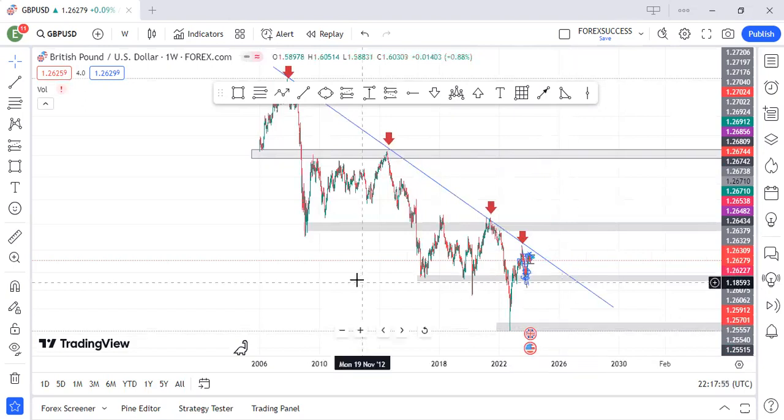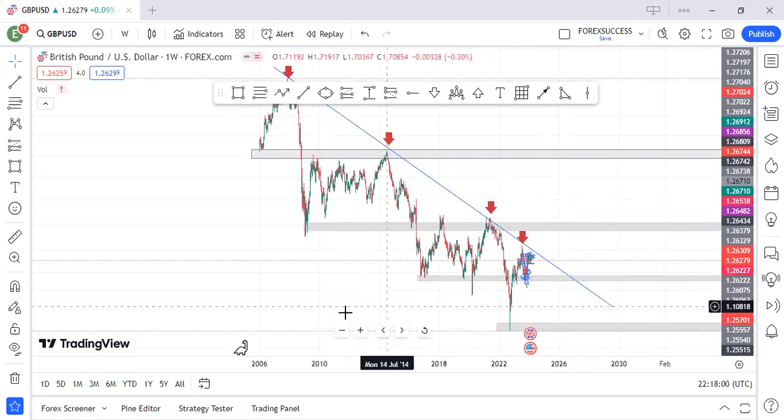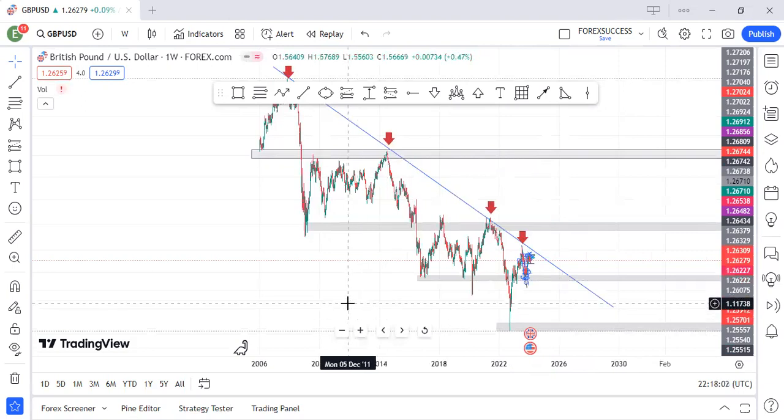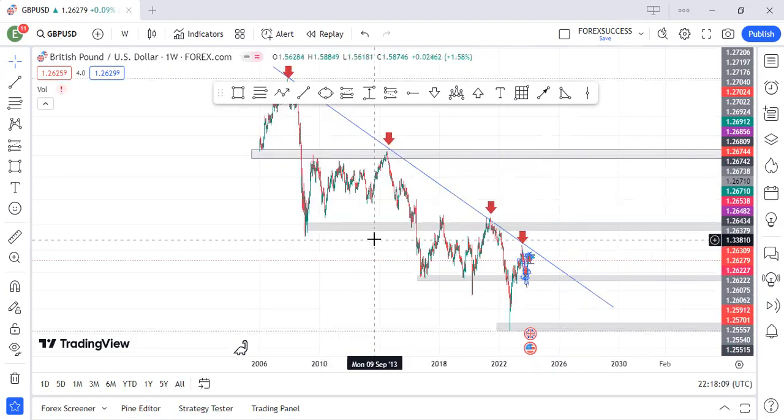So on your daily time frame, you mark your key levels; on your 4 hours time frame, you find out the current trend; then go to the 15 minutes time frame and look for entry just that way. So I think that will be the end for this.